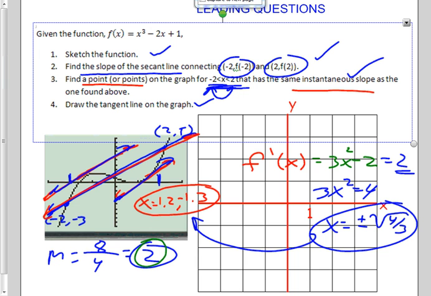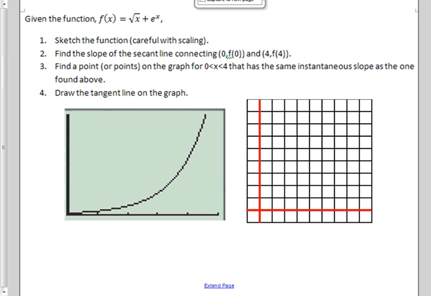Okay, let's look at one more example of this. A slightly harder graph: root x plus e to the x. I've already graphed this, and my x values are going from 0 to 5, and my y values are going from 0 to 60. Again, if you'd like to, try to do this on your own. Otherwise, follow along with me.